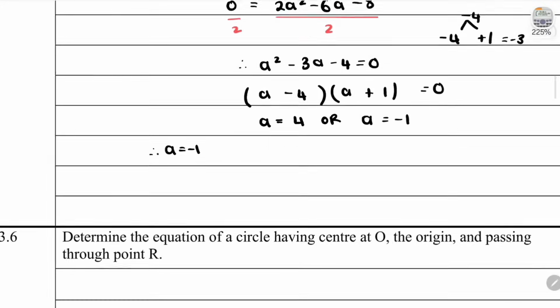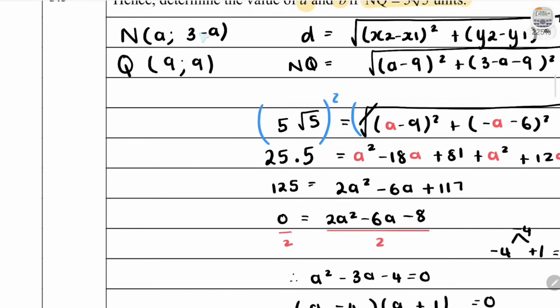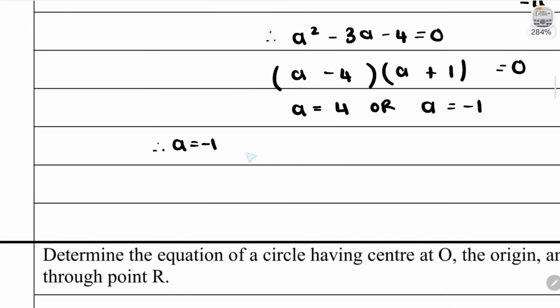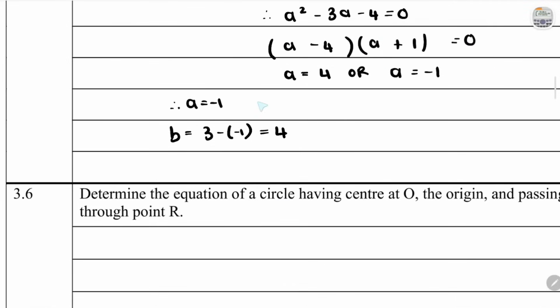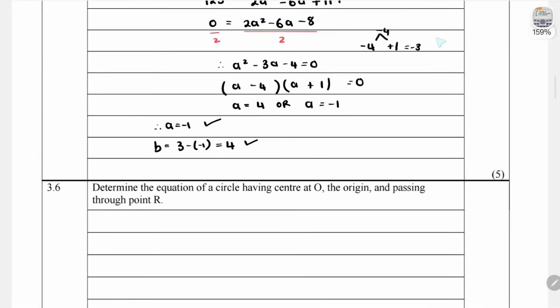And if a is negative 1, this means that b, you can see that that y value is 3 minus a. So b would be equal to 3 minus negative 1, which is positive 4. So there we go. That is what a and b are going to be. A is negative 1 and b is positive 4. And that is our answer.